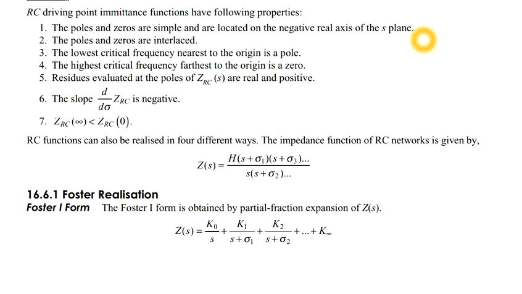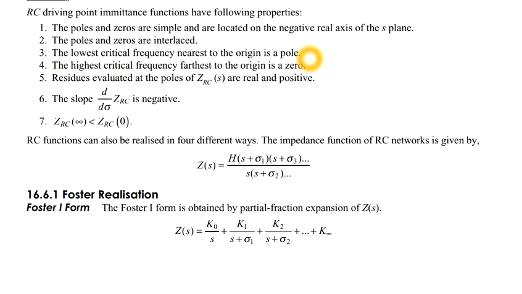If you compare this with the LC function, there we have poles as well as zeros only on the j omega axis, no poles and zeros on the left or right half of the S-plane. But here the poles and zeros are simple and are located on the negative real axis of the S-plane. The second one is that the poles and zeros are interlaced. Even though they are lying on the real axis, they should be interlaced, which is the same as the LC function. So at every point you get a comparison with the LC function or maybe with the RL function.